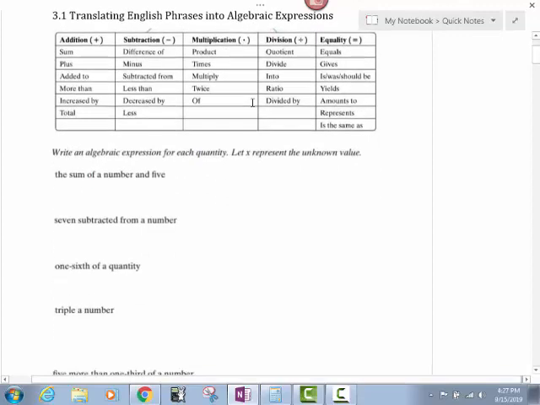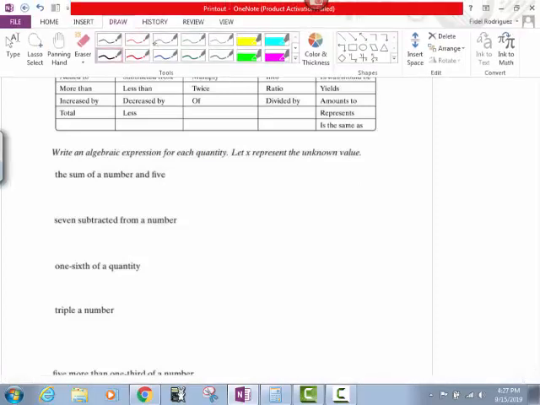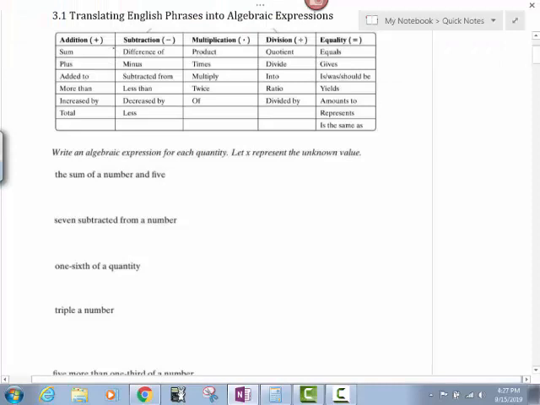It says write an algebraic expression for each quantity. Let x represent the unknown value. Our problem says the sum of a number and 5. When I see the phrase a number, that's going to be my x. I look for the word sum and see what operation it's telling me to do. It's telling me to add, because sum is right here. So x plus 5. We're just writing an expression.